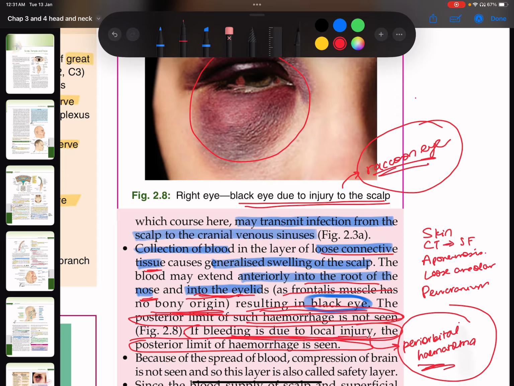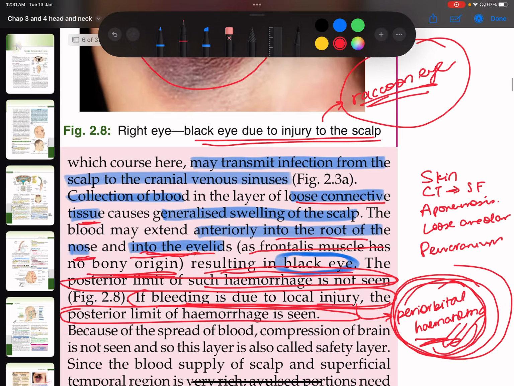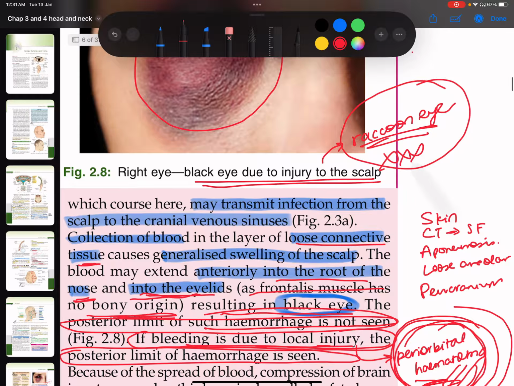For periorbital hematoma, the bleeding is occurring due to local injury, and the posterior limit of hemorrhage is seen. There is a posterior limit of the hemorrhage. But in raccoon eye, there's no posterior limit of the hemorrhage, because this keeps on spreading and spreading, as it is caused by the skull injury. This will keep on spreading.